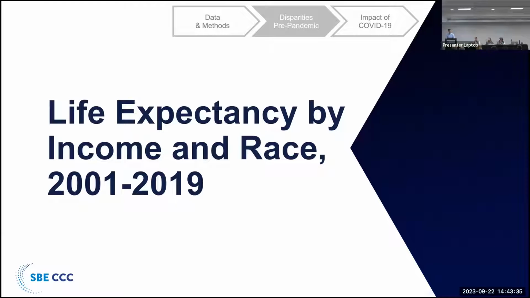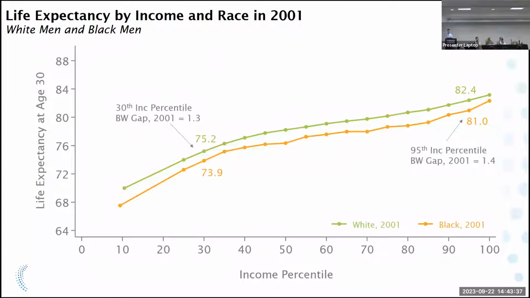Losing my time. There we go. So let's start just with 2001 and illustrate the gap between white men and Black men. And let me try to hide this so that you can see more. Hide floating meeting controls. There we go. So that we are not obstructing your view.